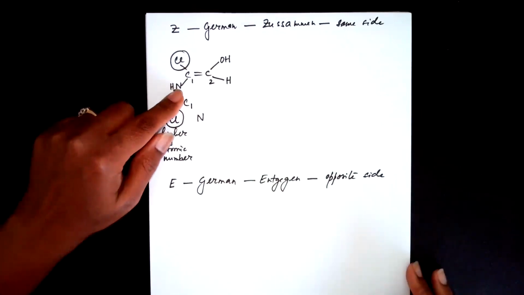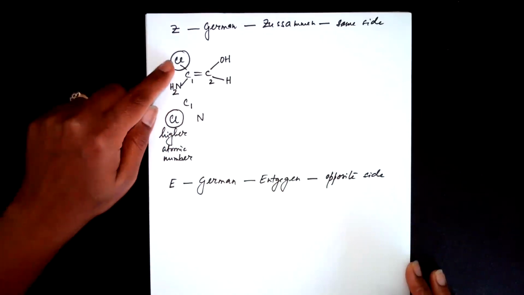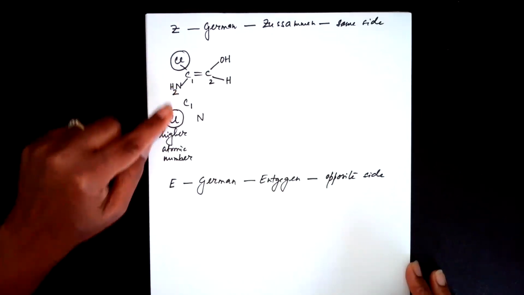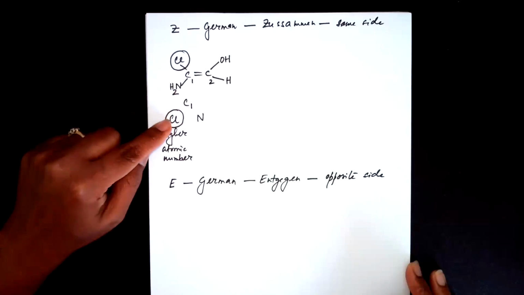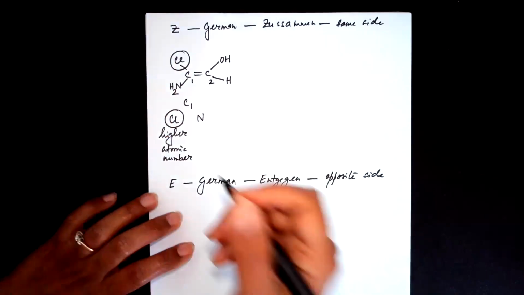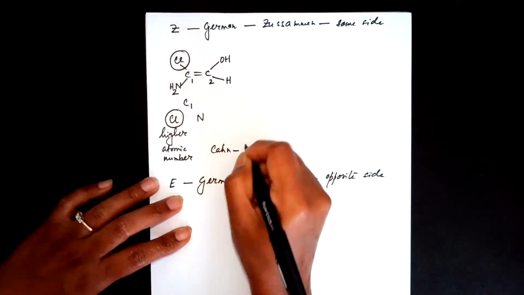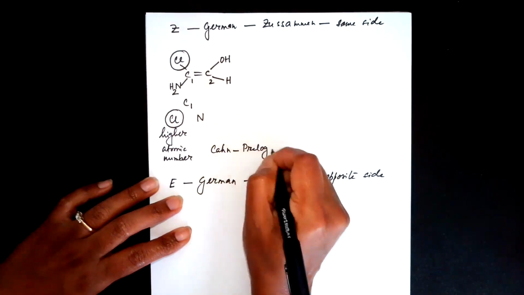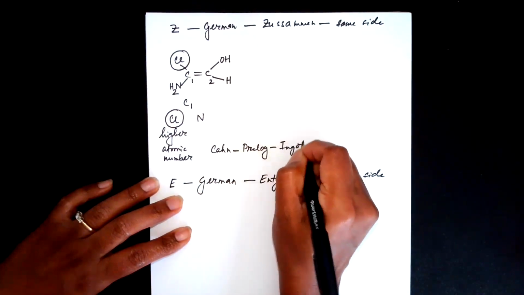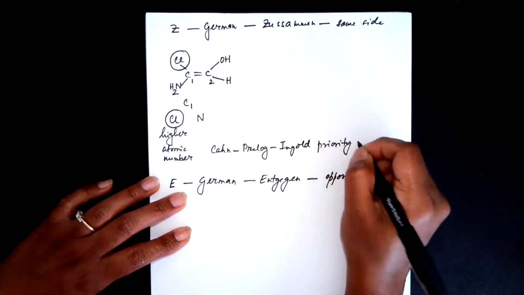So I could have NH2 followed by 10 carbons here to make a long chain. Doesn't matter. This side is still going to win because your first point of contact is a Cl versus a nitrogen. Cl has a higher atomic number, hence this side wins. So this is of higher priority. This rule goes by the name of Cahn-Ingold-Prelog priority rule.